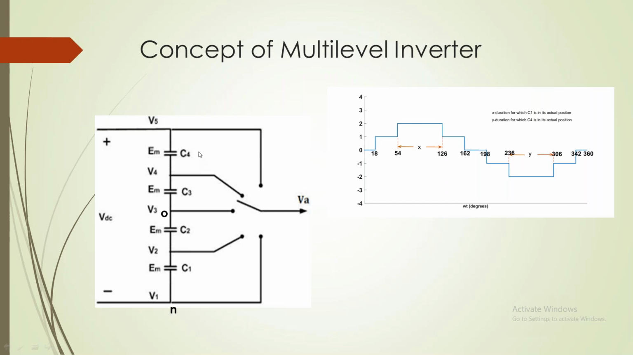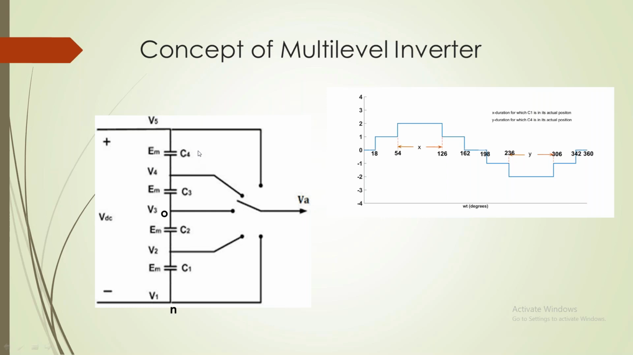If a switch has to withstand multiple steps, right? In this case, each step is VDC by 4. So each switch that I'm going to employ in my converter circuit has to withstand only one step voltage level. Thereby, the switching stress reduces.